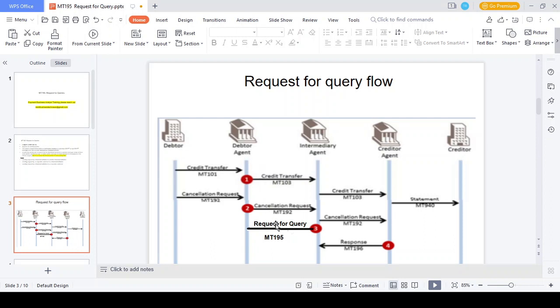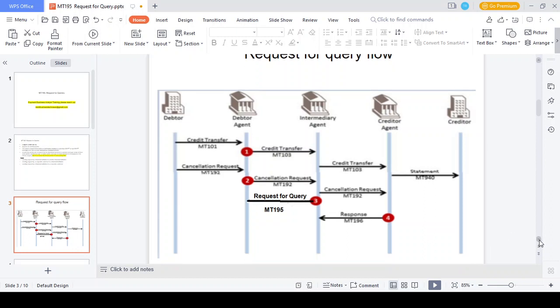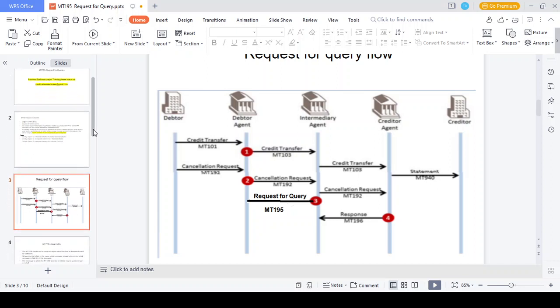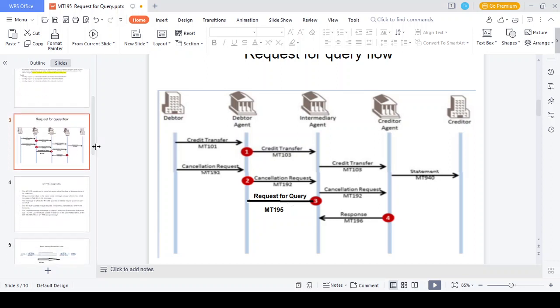The debtor agent initiates the request for query MT195. The request for query is sent to the intermediary agent or creditor agent. Wherever the transaction appears, at that phase they give the response: this is your beneficiary account number, like that. The response is transferred as MT196. The request is initiated with MT195, and the response is received with MT196. You can raise the request at any phase. The debtor or sender can initiate the request, and it can go to any phase: debtor agent, intermediary agent, creditor agent or creditor. All the phases.